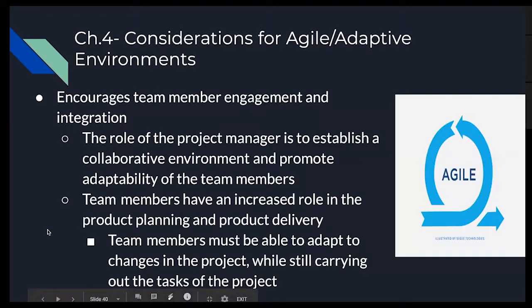And finally, considerations for agile and adaptive environments. This is an aspect where team members are more engaged, they're more integrated into the project management roles, with an increased role in the product planning and the product delivery. While they're also doing technical work, they're also integrated into this aspect. This allows the project manager to establish a collaborative environment for the team members and allows them to promote adaptability among those team members.